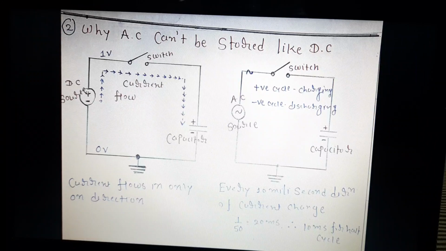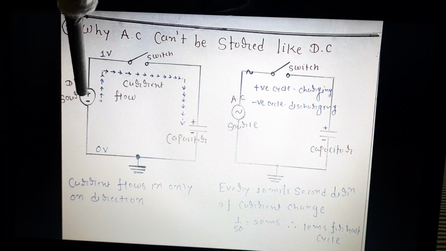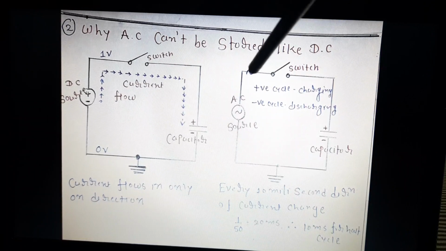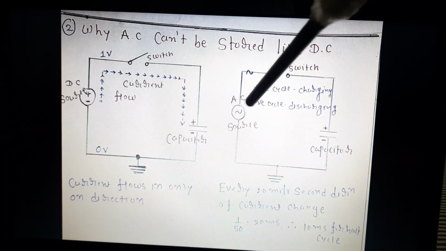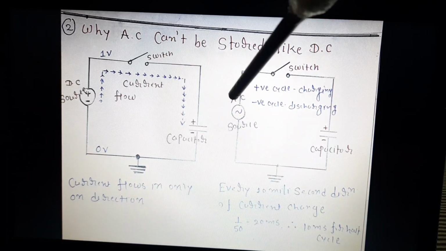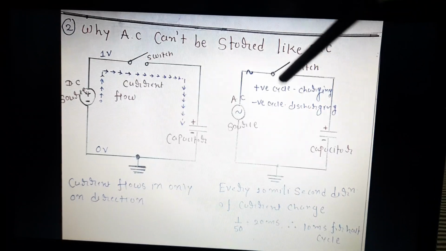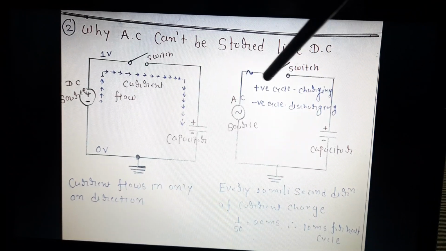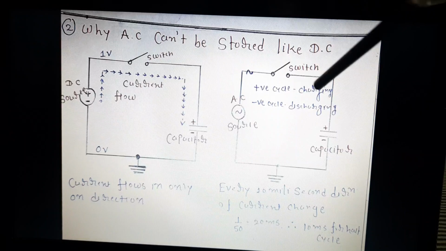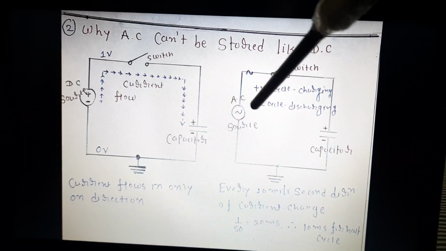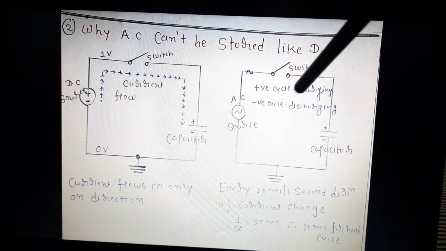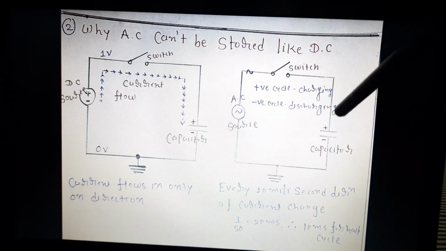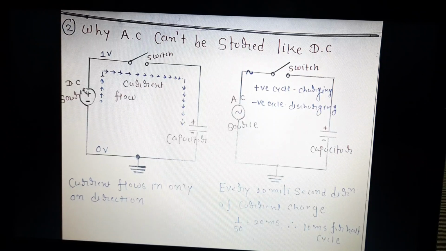But what happens when it comes to AC? Here I have replaced the DC source with an AC source. AC means alternating current, or we can say it is bidirectional. So what happens when this switch is closed? During the positive cycle it is charging the battery, and during the negative cycle it is discharging the battery. So after every 10 millisecond the direction of current will change.